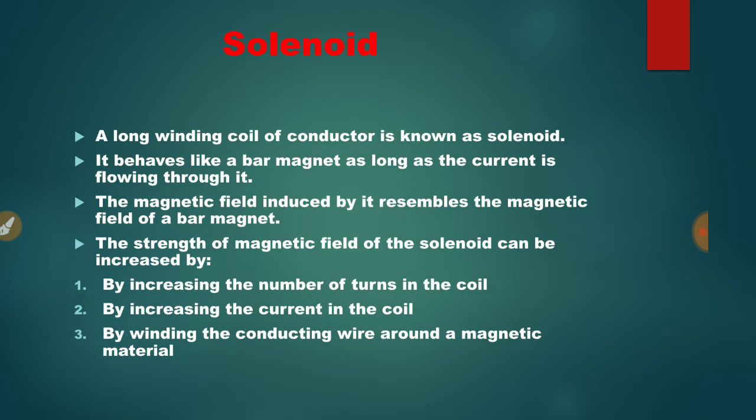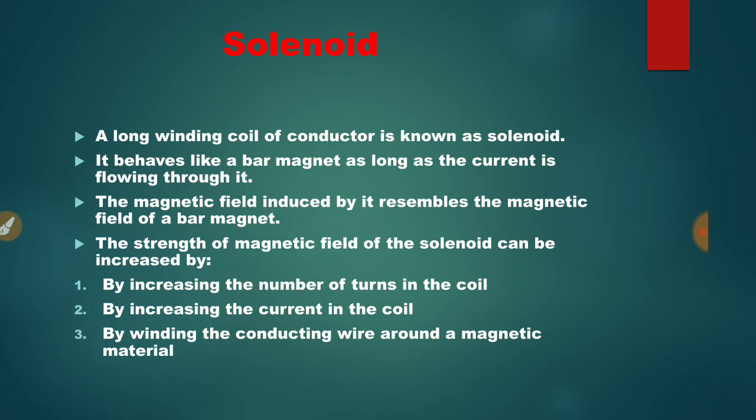and a solenoid behaves like a bar magnet when we pass current through it. The strength of the magnetic field of a solenoid can be increased by three methods. First, by increasing the number of turns in the coil. Suppose we have two coils. In one coil there are 10 turns, but in the second coil there are 20 turns. Which produces a stronger magnetic field? The coil which has 20 turns. The second method is by increasing the current in the coil. If you increase the amount of current in the coil.